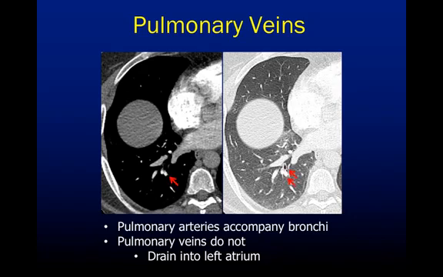Pulmonary arteries always accompany bronchi. Pulmonary veins run alone in the pulmonary parenchyma, and if you follow them centrally, they'll drain into the left atrium.